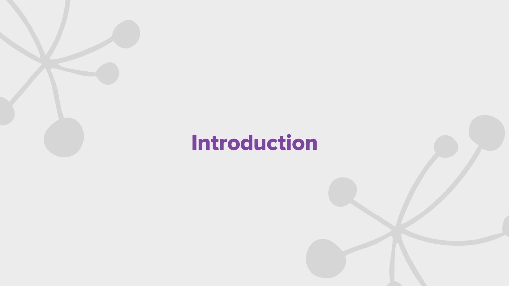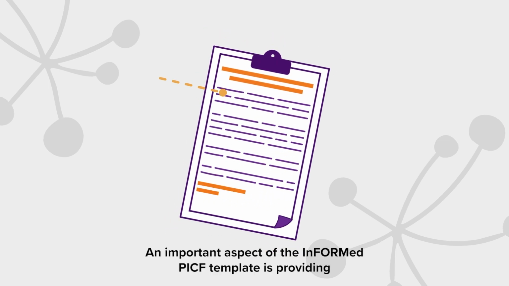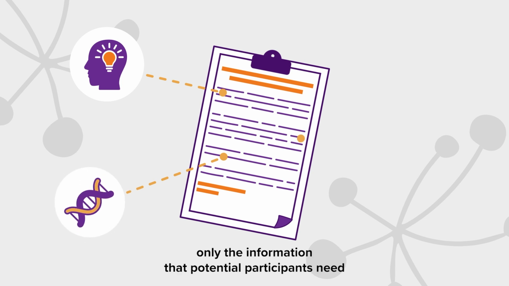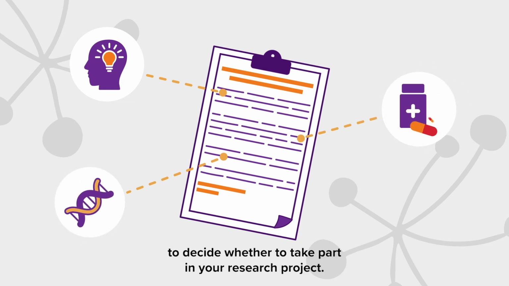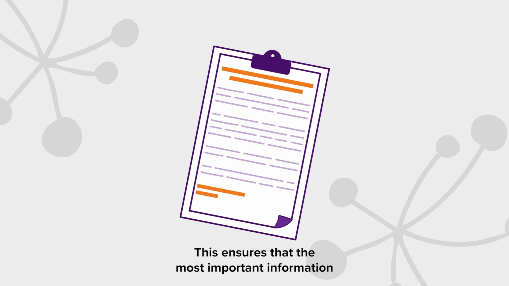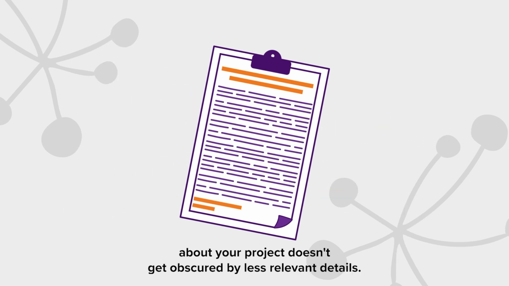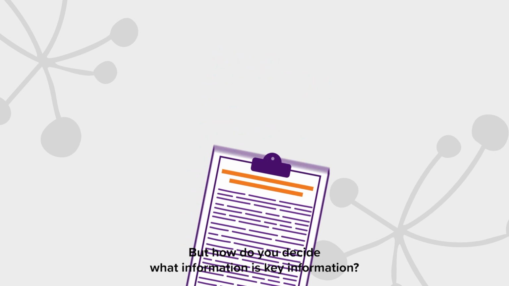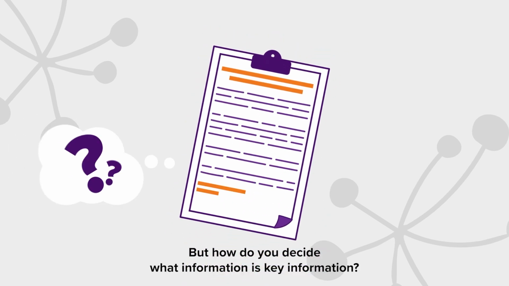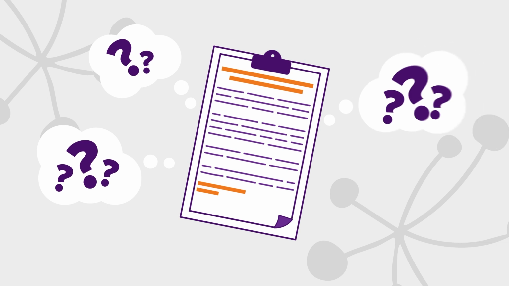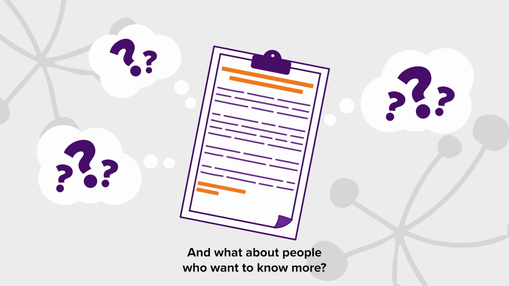Introduction. An important aspect of the InFORMed PICF template is providing only the information that potential participants need to decide whether to take part in your research project. This ensures that the most important information about your project doesn't get obscured by less relevant details. But how do you decide what information is key information? And what about people who want to know more?